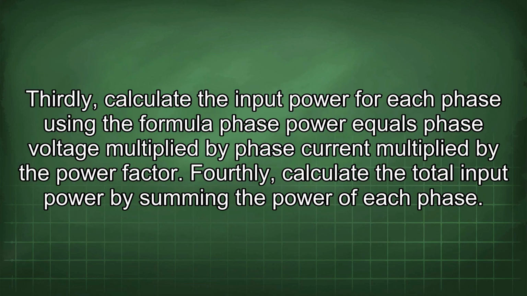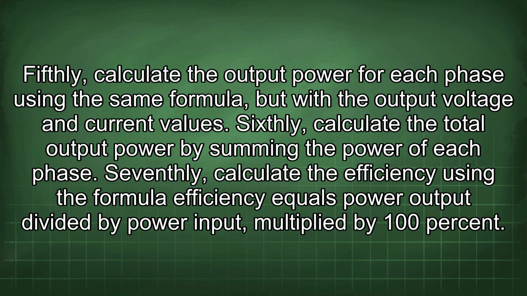Thirdly, calculate the input power for each phase using the formula phase power equals phase voltage multiplied by phase current multiplied by the power factor. Fourthly, calculate the total input power by summing the power of each phase. Fifthly, calculate the output power for each phase using the same formula, but with the output voltage and current values. Sixthly, calculate the total output power by summing the power of each phase.